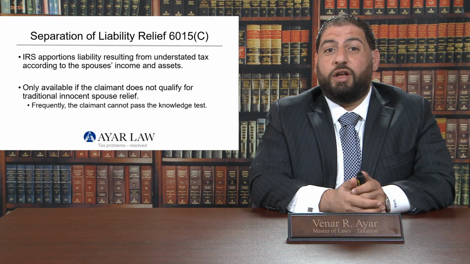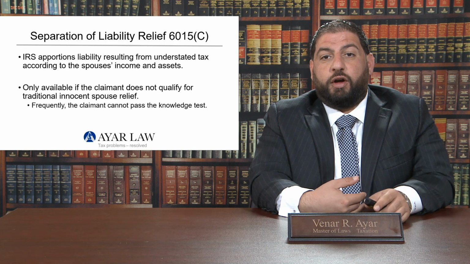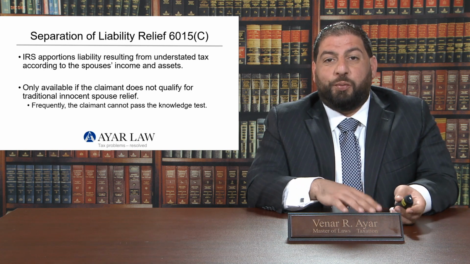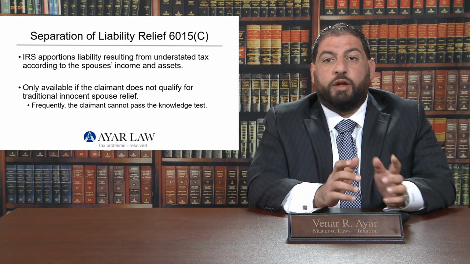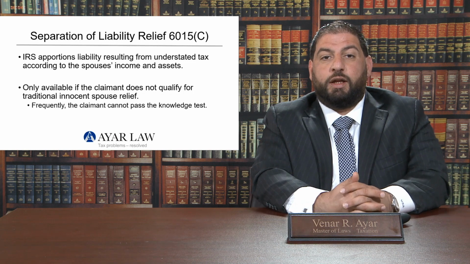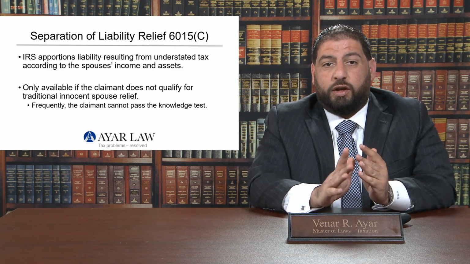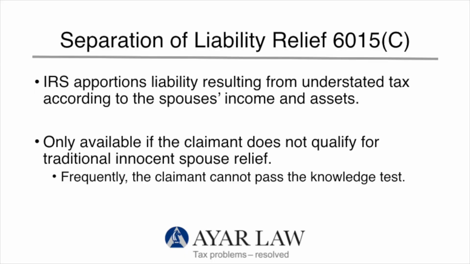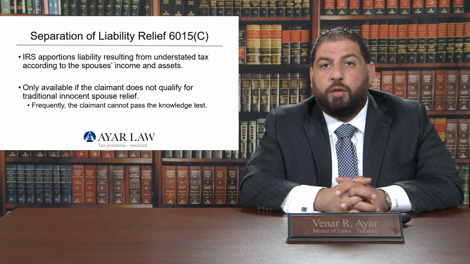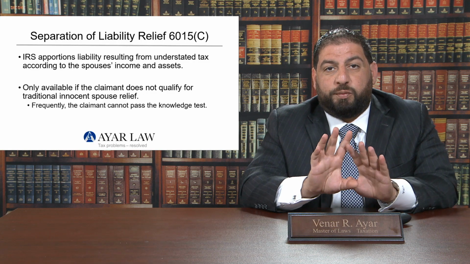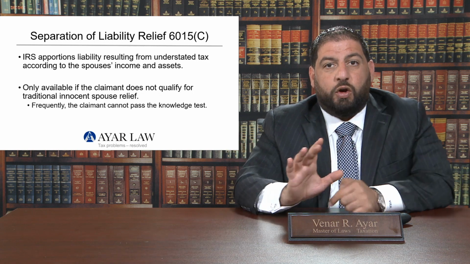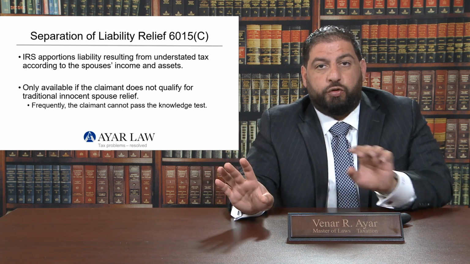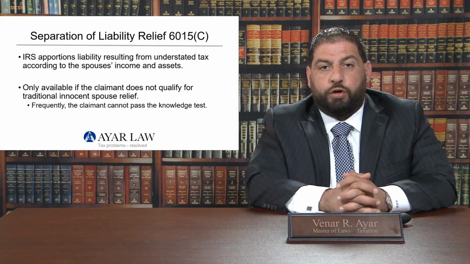Okay, moving along, the next type of relief out of the 3 types is called separation of liability relief. This is under 6015(c). Now, what this is when the IRS would apportion a liability resulting from understated tax according to the spouse's income and assets. Basically, you ask the IRS to split your debt from your spouse, hold them responsible for their issues, and leave you be on your issues.